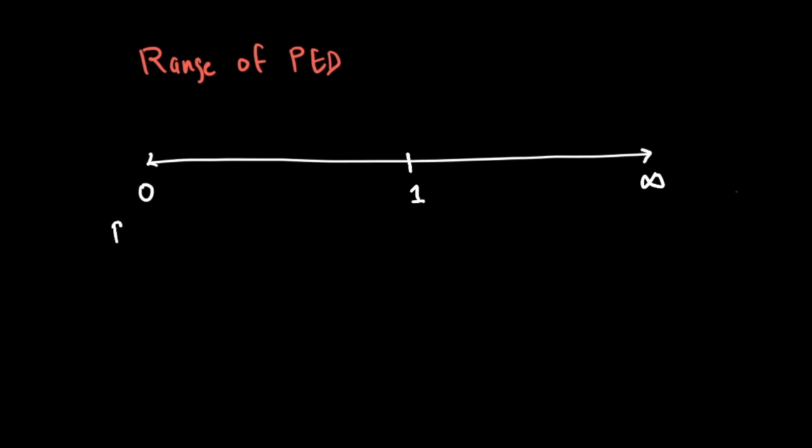0 is what we call perfectly inelastic demand. And if the value of PED is 1, we call it unitary elastic.